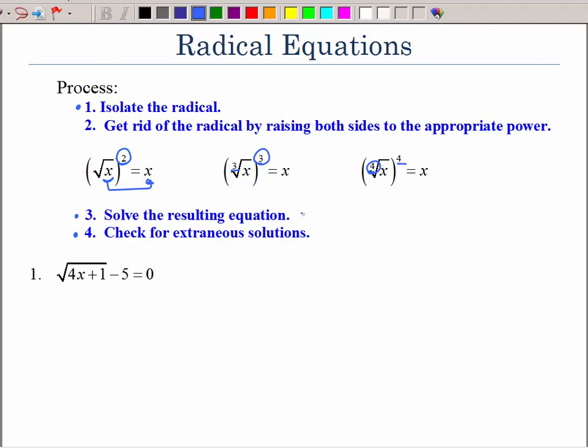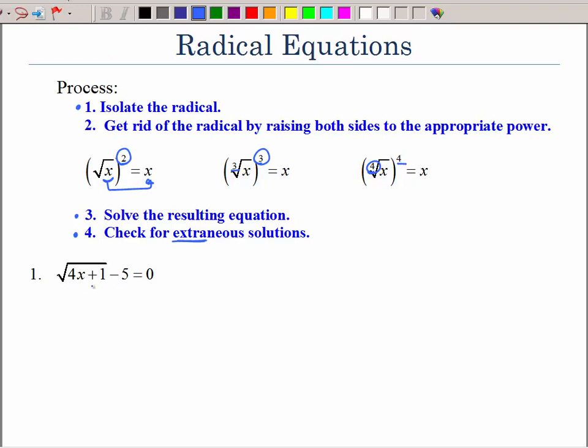We've done that before in rational equations. We didn't want to divide by 0. Here we just have to check to see if our answers really work in the original equations. So sometimes we get extra solutions. Let's look at this first example.